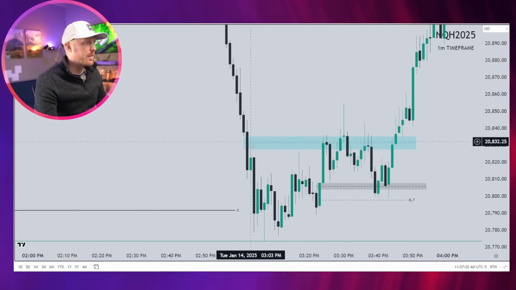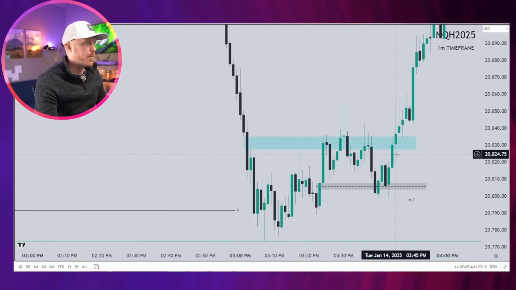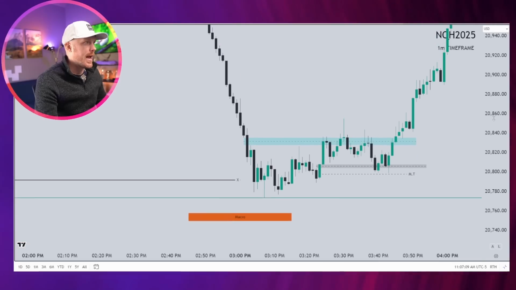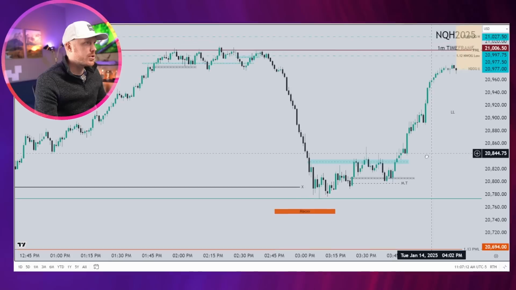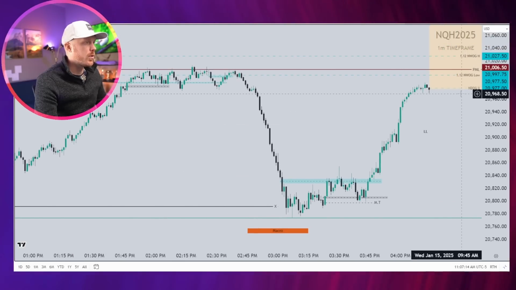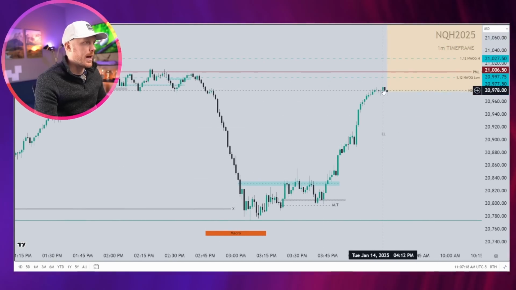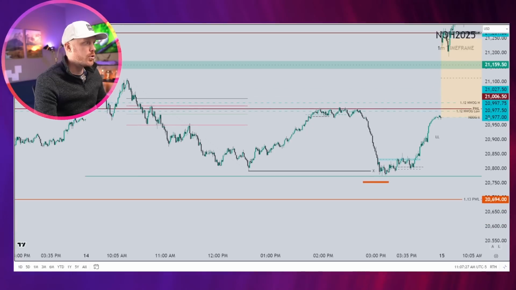Here we have our first inversion fair value gap right here. We see price break through it and then come back and tag it right here. And then guess what it runs for? It starts running towards liquidity. Now it runs out, closes before we actually get there. But I would be curious for you guys to see if it actually runs these highs in the post market. Let's go to another example.